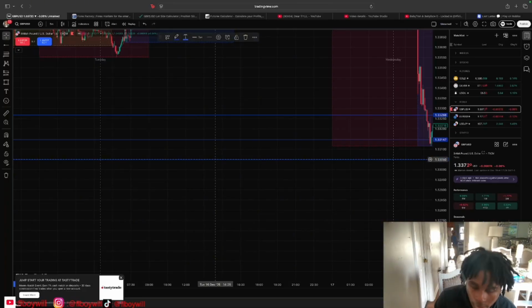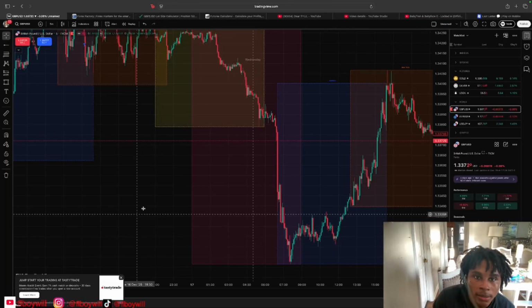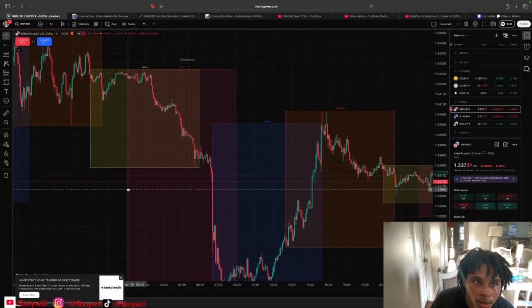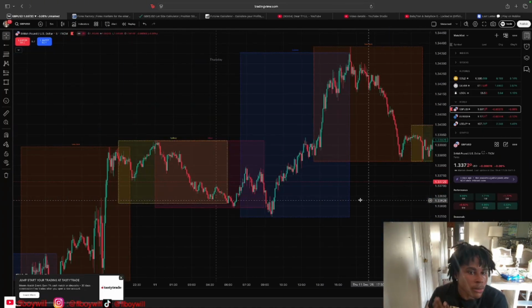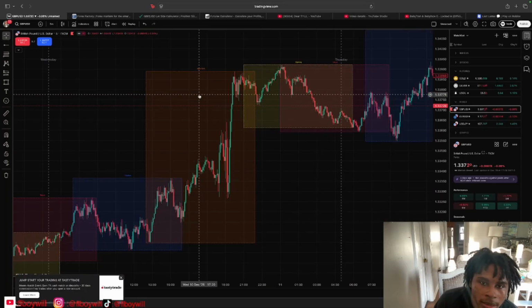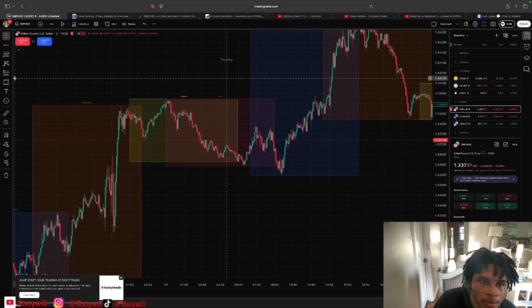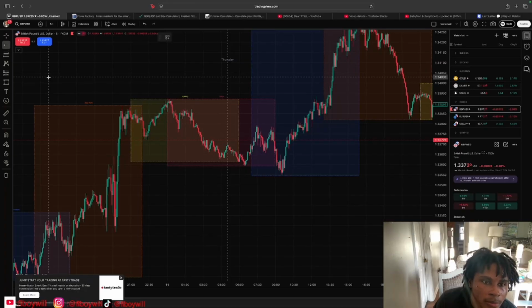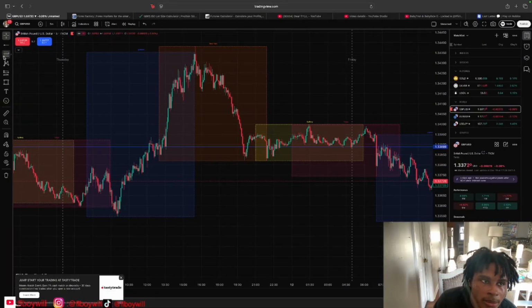Okay, that's liquidity. And now we can look at the order blocks. So no, not the order blocks. Next is the session highs. Session high right here. Got closed right here. Session low.